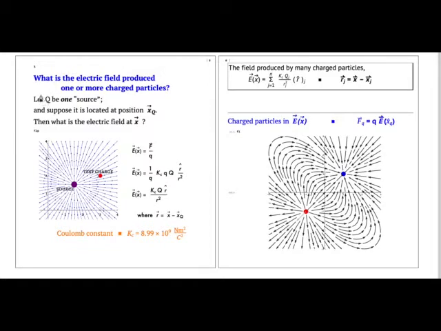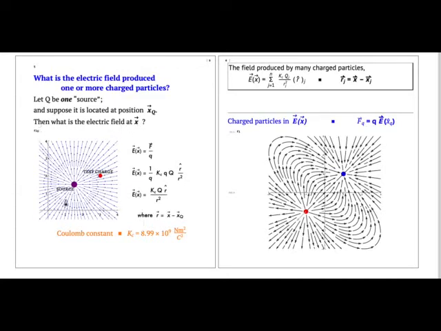So let's consider just one source. Let's call it Q. It has a charge, some number of coulombs. Maybe Q is equal to 1.5 coulombs. And it's located at some position x sub Q. Then what's the electric field at a different position, x?